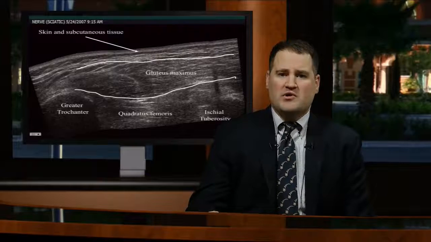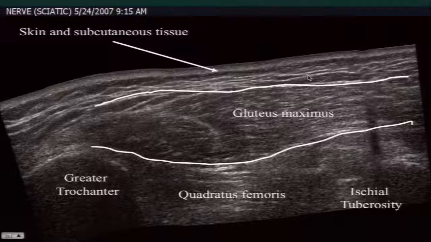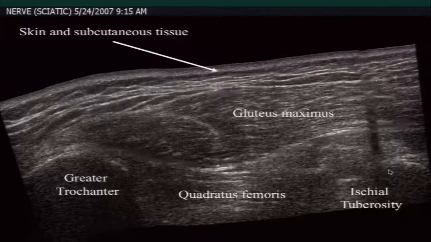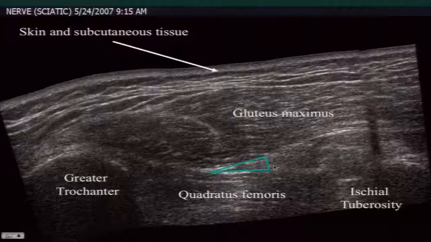This is really what we're looking at here. This first layer is the skin and subcutaneous tissue, followed by the gluteus maximus, and then here's the quadratus femoris. Obviously, you see some washout here, which are the bony prominences of the greater trochanter and ischial tuberosity. And then the nerve is in this little triangular area right here. It's not as well delineated on this image, but I'll show you some subsequent images which will further enhance the appearance of this nerve.